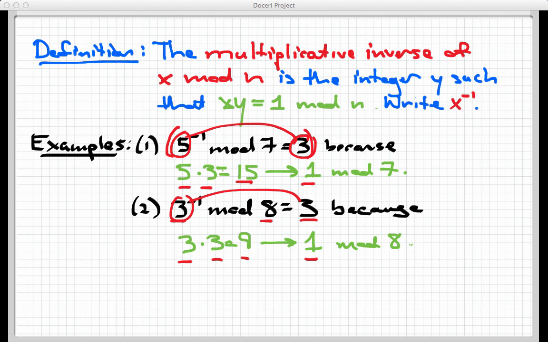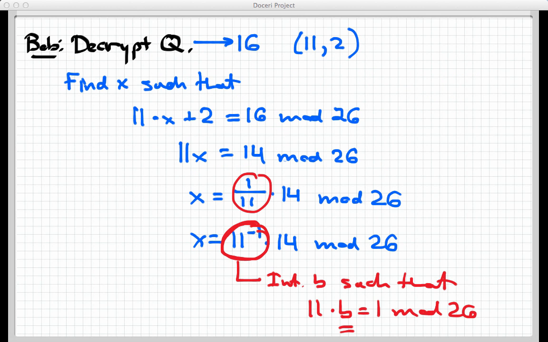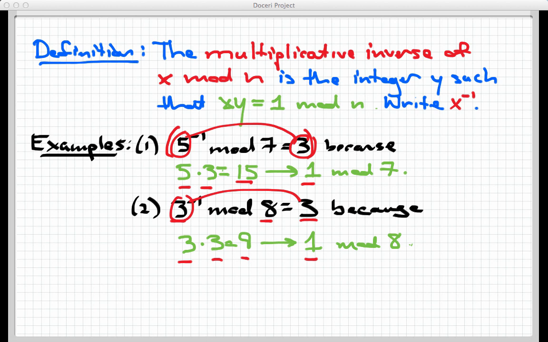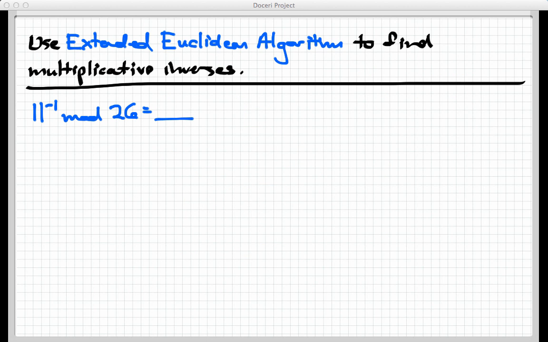So now back to the story. We're trying to find the multiplicative inverse of 11 mod 26. So I'm trying to find a number b such that 11 times b is congruent to 1 mod 26. This would be easy enough to do just by guessing and checking, trying numbers starting with 1, then 2, then 3, then 4, and plugging them in for b. But there's a process I want to illustrate using the Euclidean algorithm that is a little more foolproof. So we're going to use the extended Euclidean algorithm to find multiplicative inverses.